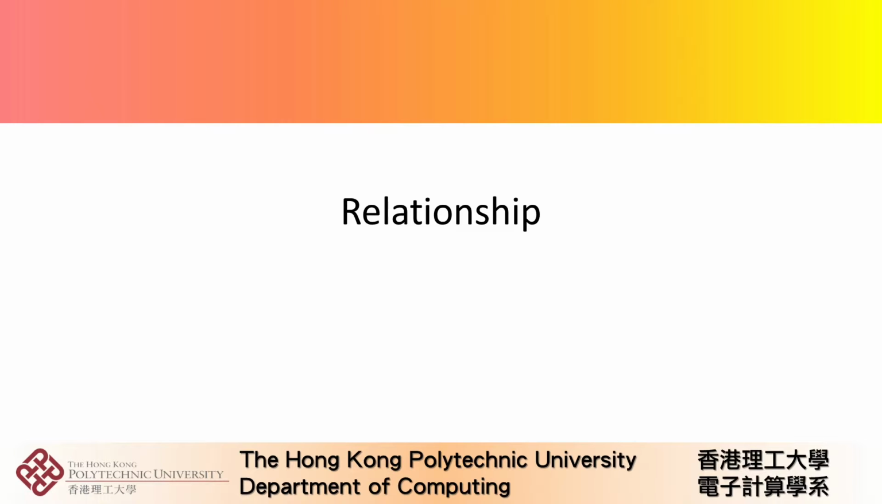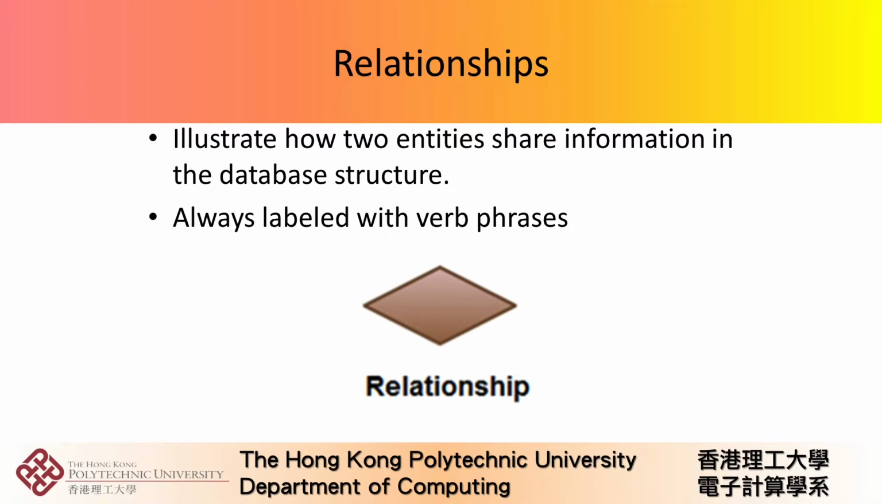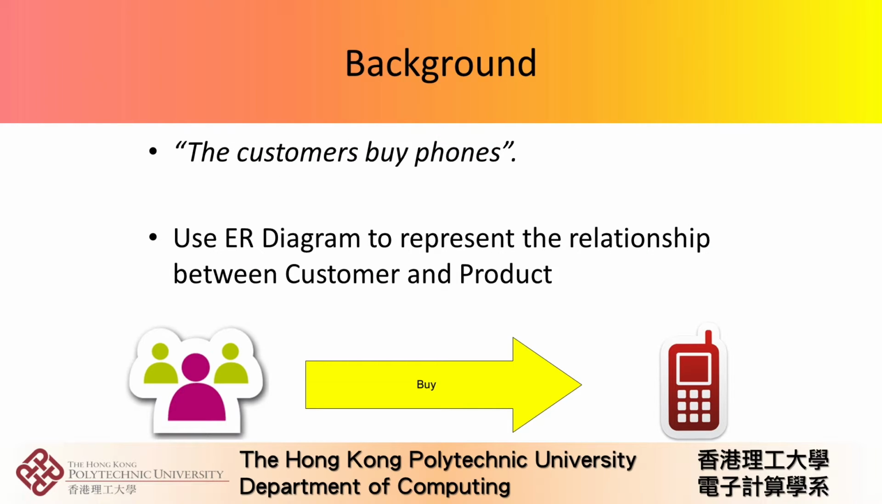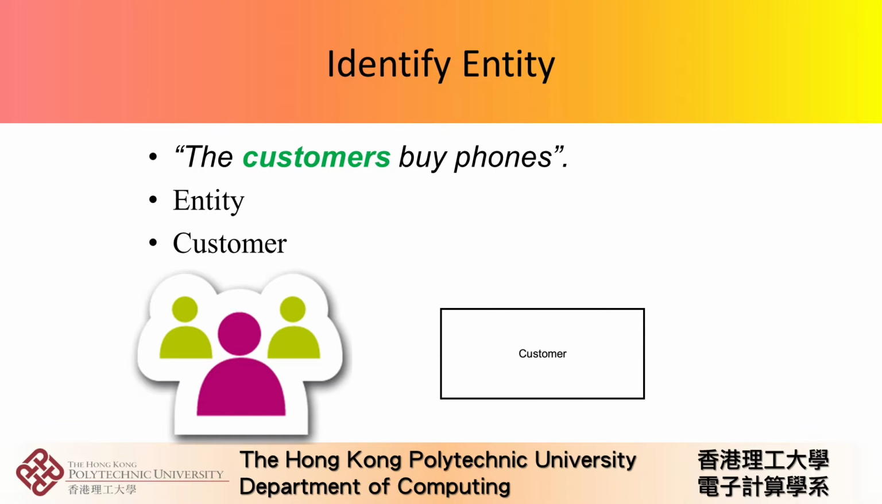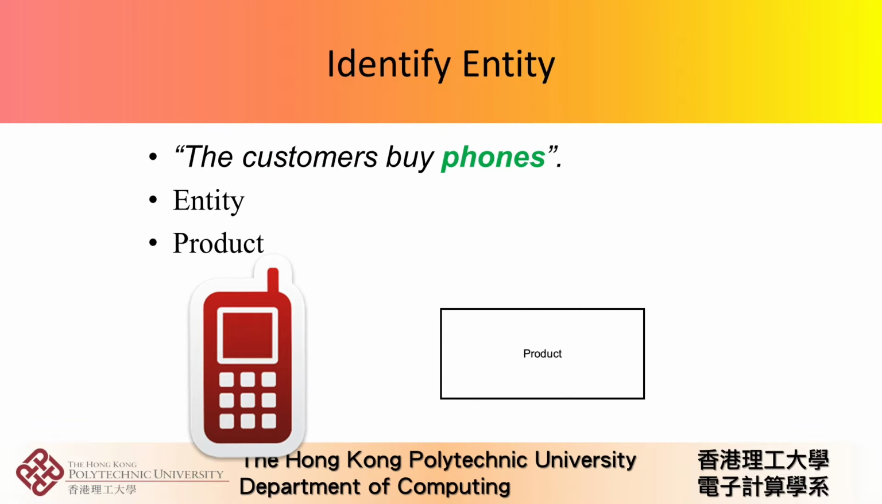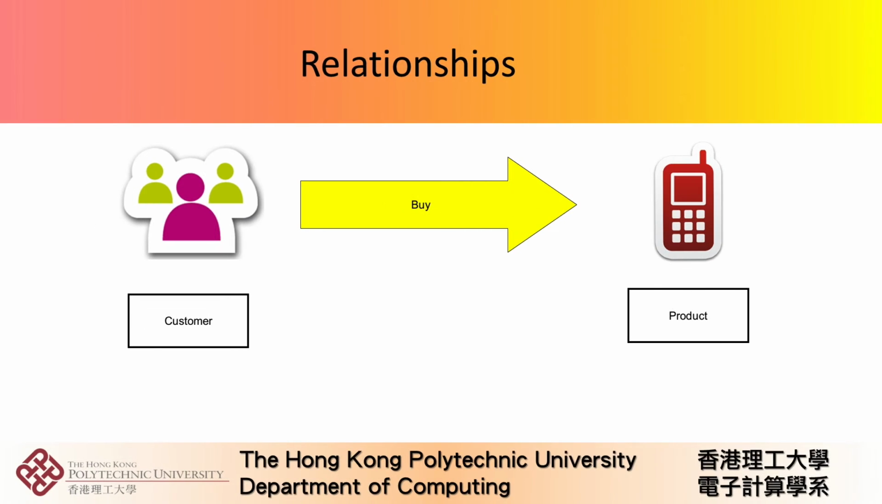Next, relationships will be identified. An example will be used for identifying relationships. The customers buy phones. We can use the ER diagram to represent the relationship between customer and product. We can first identify the entities from the sentence. Customer should be an entity. We draw the ER diagram with entity customer, and phone is also an entity. In the sentence, the relationship buy should be drawn as a diamond in the ER diagram.